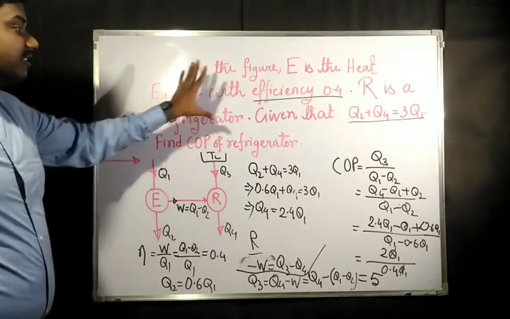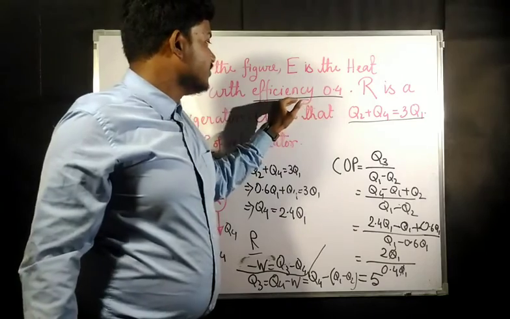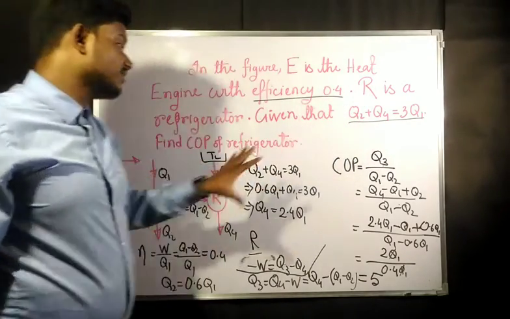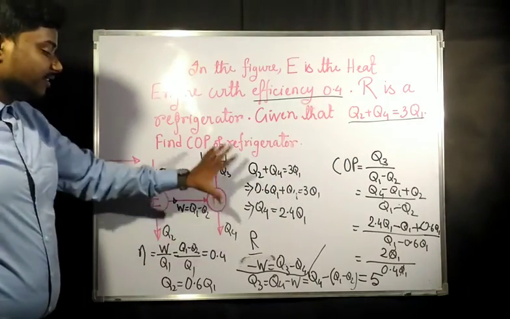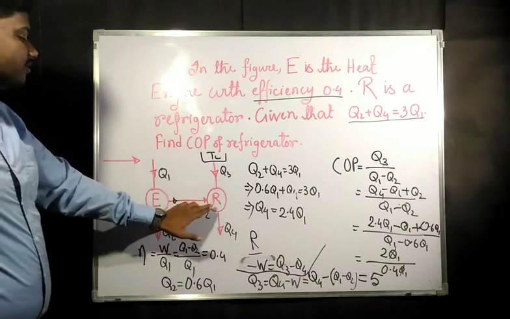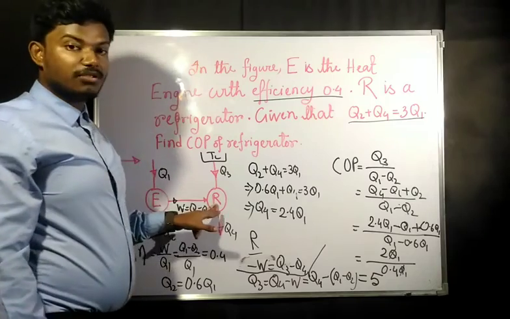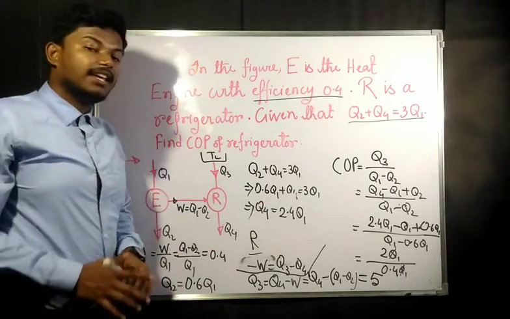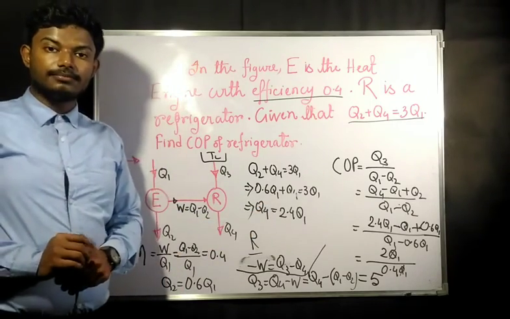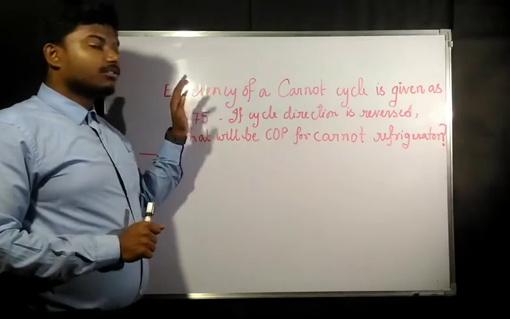Okay, so this is the condition, efficiency they have given, one equation they have given. Now if you solve this in this way, if efficiency is given, you can easily find the coefficient of performance, or COP, of a refrigerator in this way. Okay, so now we are going to see another question.